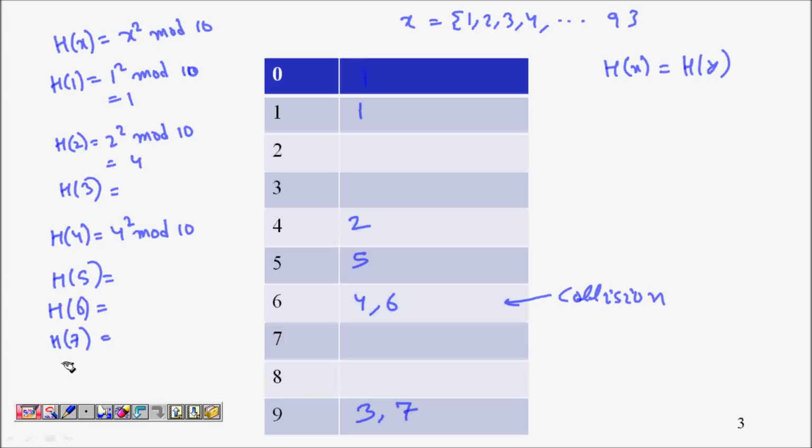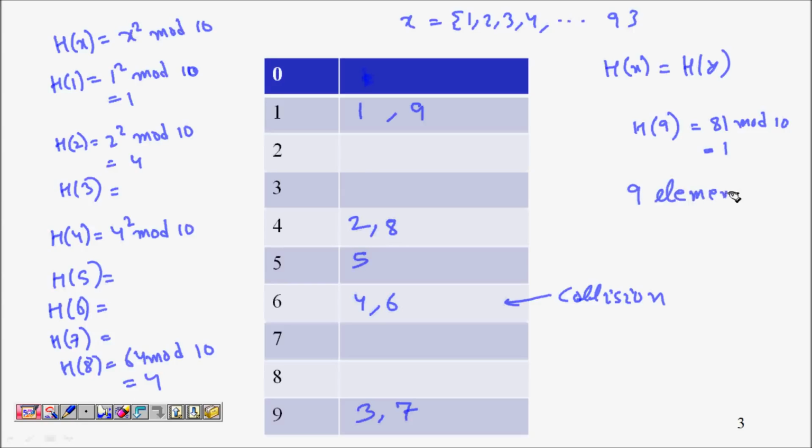So 7 will come here. h of 8 will be 64 modulo 10, so it will be 4, and 8 will come here. Then h of 9 is finally 81 modulo 10, so it's 1, so 9 will come here. So here you see, there were 9 elements and we had 9 cells, but because we are using this hash function, there were collisions, in fact 1, 2, 3, 4 collisions.